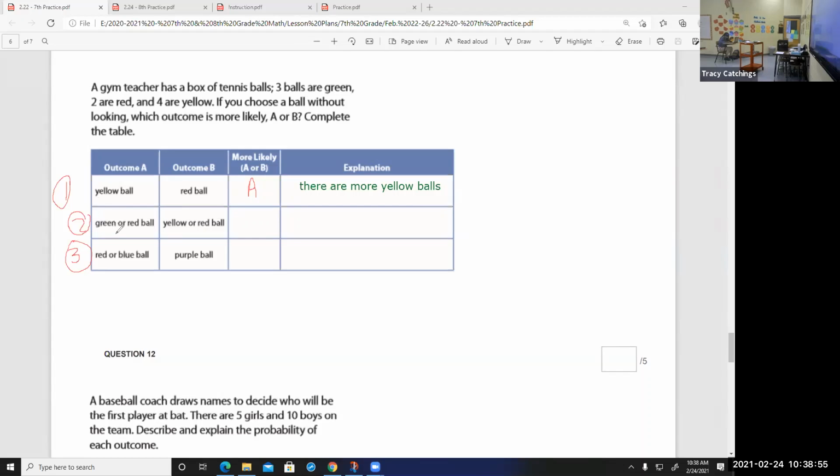All right, the next one said green or red, or yellow or red. How many green and red we got? All right, so that'll be 5. How many yellow or red we got? All right, so B is more likely, and what can we say? What did we just figure out? Good job.